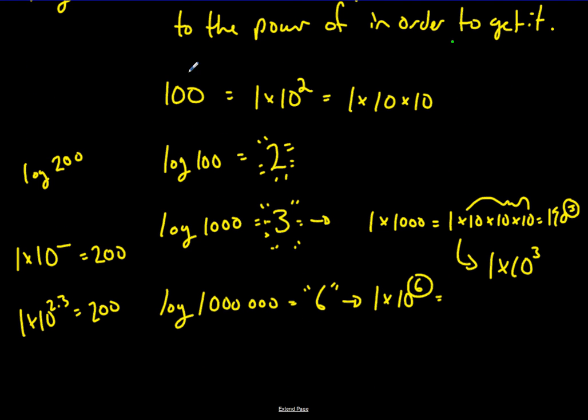So we understand then that the log of a number is the number you have to raise 10 to the power of in order to get that number. So to get 100, you take 10 and raise it to the power of 2. To get 1,000, you take 10 and raise it to 3. To get 10,000, raise it to 4, and so on. To get a million, you raise it to 6. So the logs of these numbers are just those power values that you raise 10 to. That's the concept of a log.